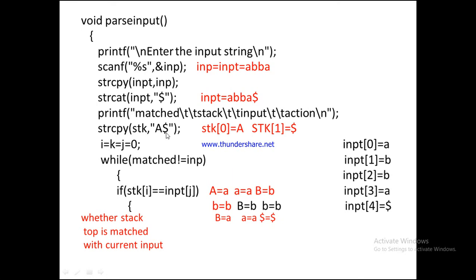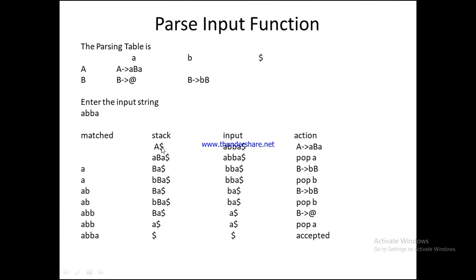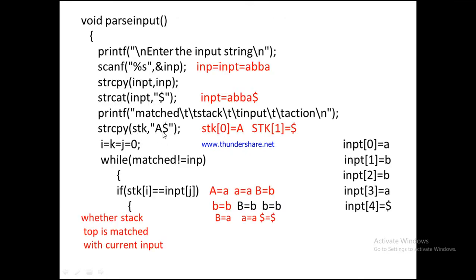Now I am copying A S into the stack. Now what is my STK of 0? A, and STK of 1 is dollar. That means in the stack string what we are copying is capital A and dollar. Why A? Because it is the start symbol. Always you know that the stack will start with a start symbol, and the initially empty stack will be represented with a dollar. So the initial condition of the stack is a dollar at the bottom of the stack and the start symbol on top of the stack. So that is what we are copying here.